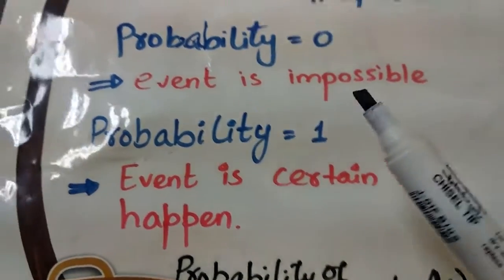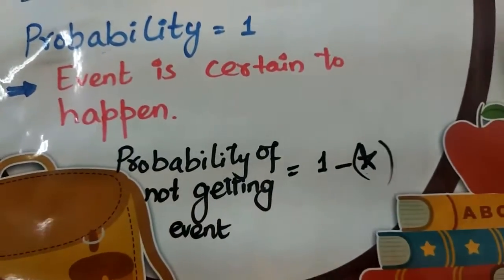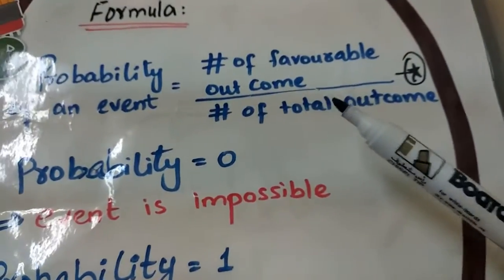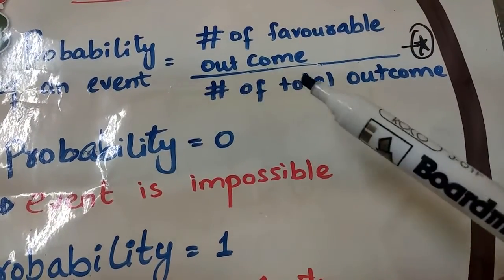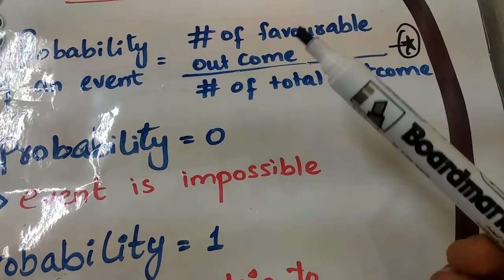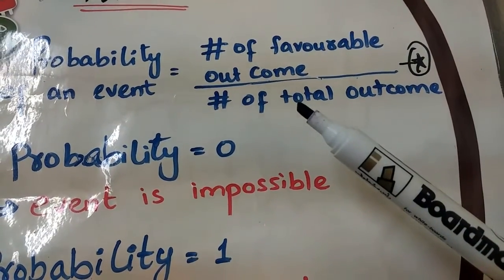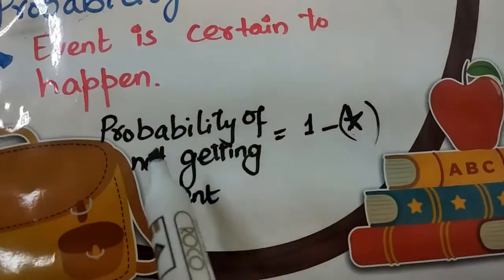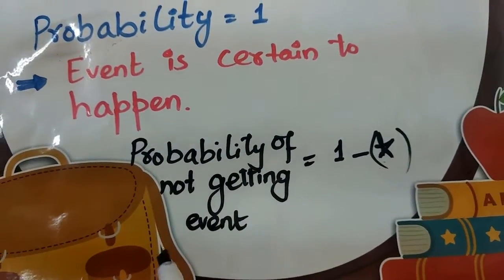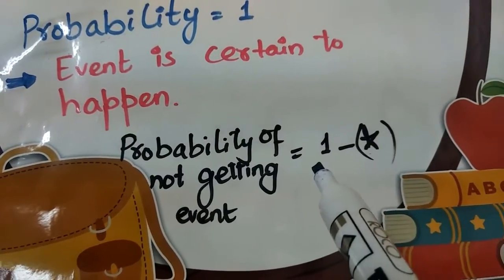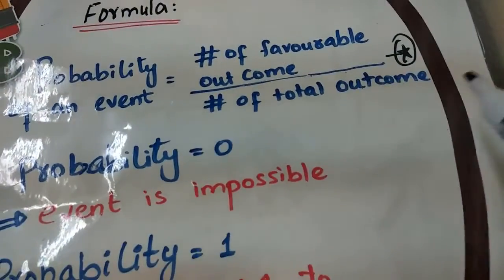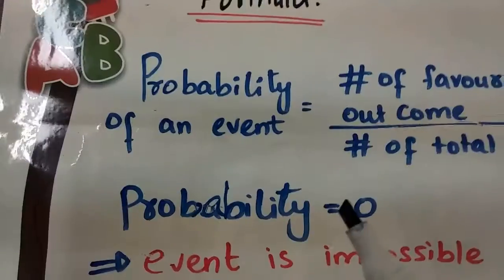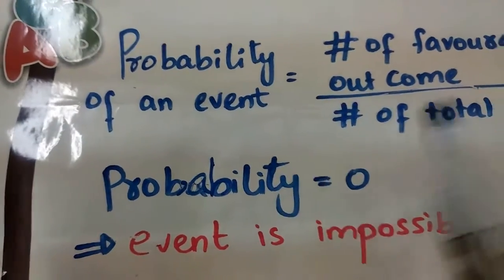Now we have another formula. If we have to find the probability of getting the head in a coin, what is the probability of not getting the head? We have a formula for that. The probability of not getting that favorable event is 1 minus the probability of getting the event. I have marked it with a star. The probability of an event is going to be the star, so we have to place this value over here.